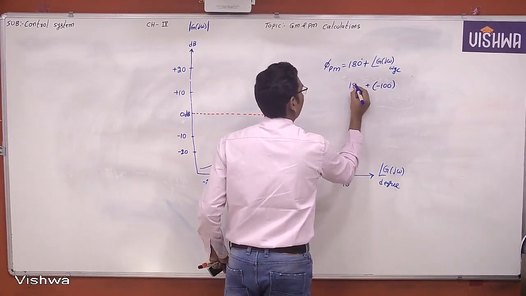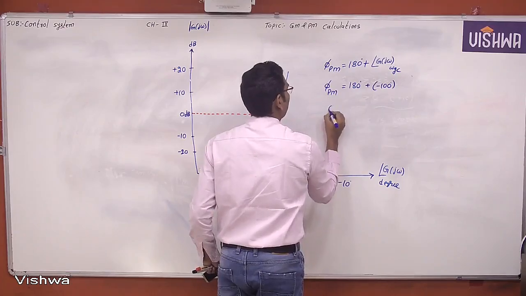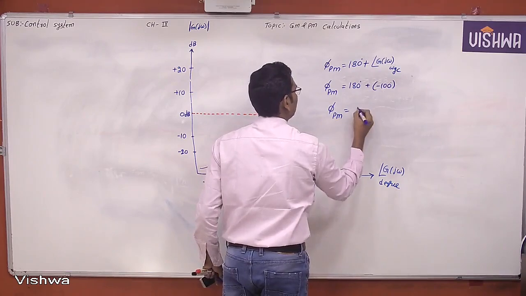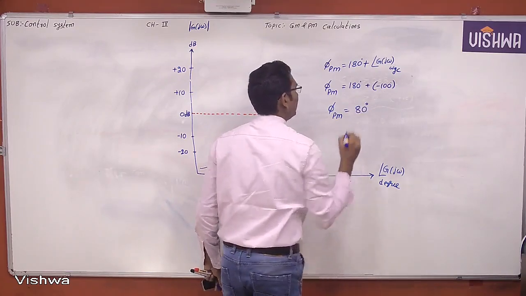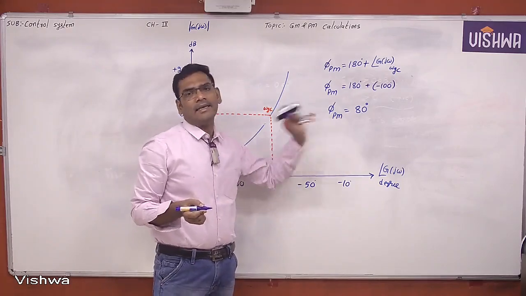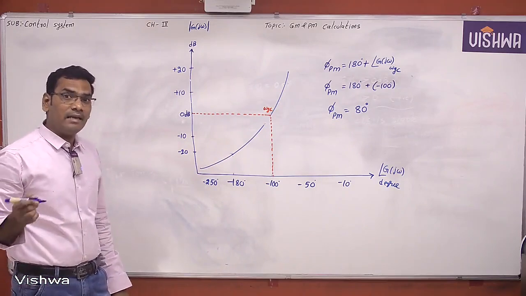And this is 180 degrees plus. Therefore, what is the phase margin? The phase margin is equal to 180 minus 100, which is equal to 80 degrees. The phase margin is 80 degrees. But if you want to decide the stability, we require the gain margin also.